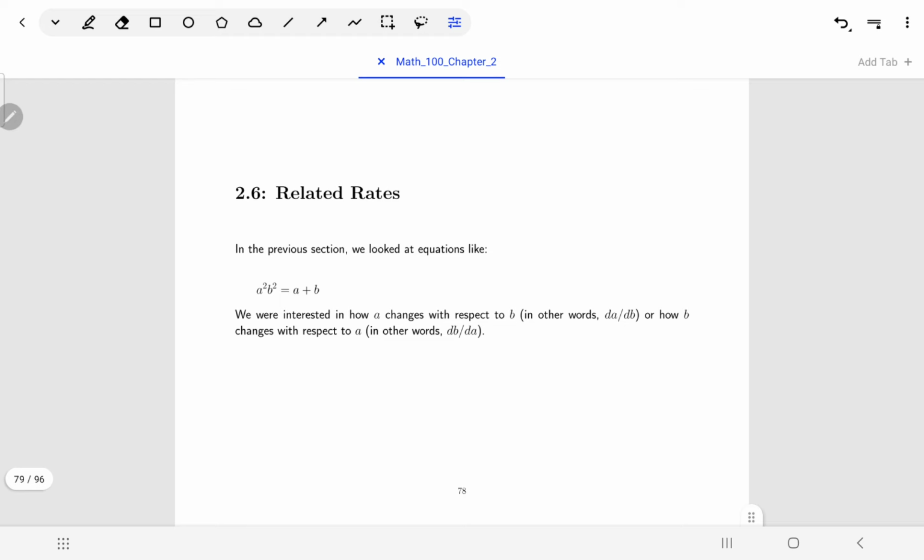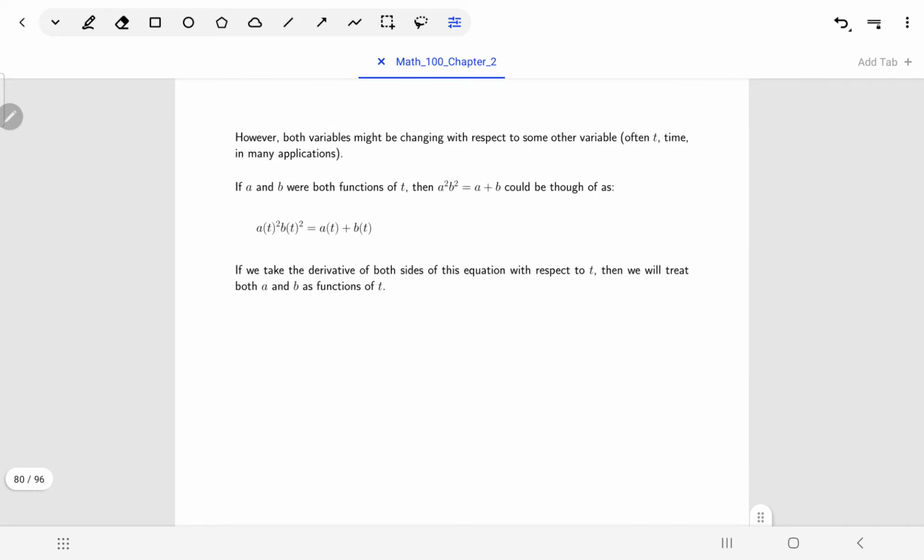So maybe we might have been looking for dA/dB, thinking A is a function of B. Or maybe we were looking for dB/dA, thinking about B being a function of A. But that's not the only option as to how A and B might be related to each other. It's possible, and it very well could happen in real life applications, that both variables are related to some third thing. Maybe time, maybe volume, maybe some other third parameter.